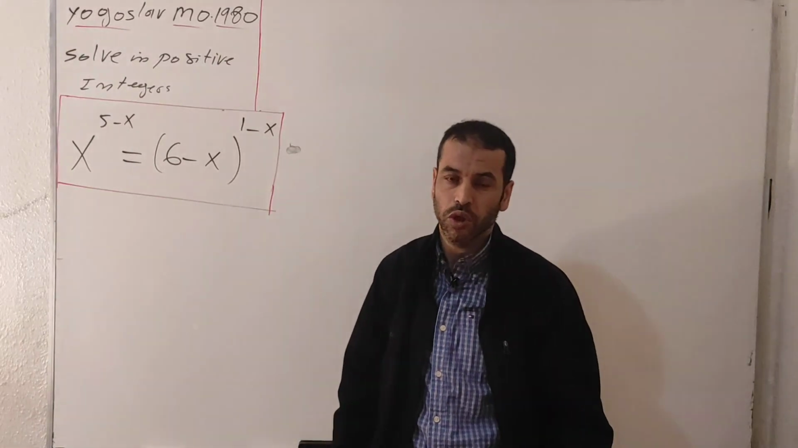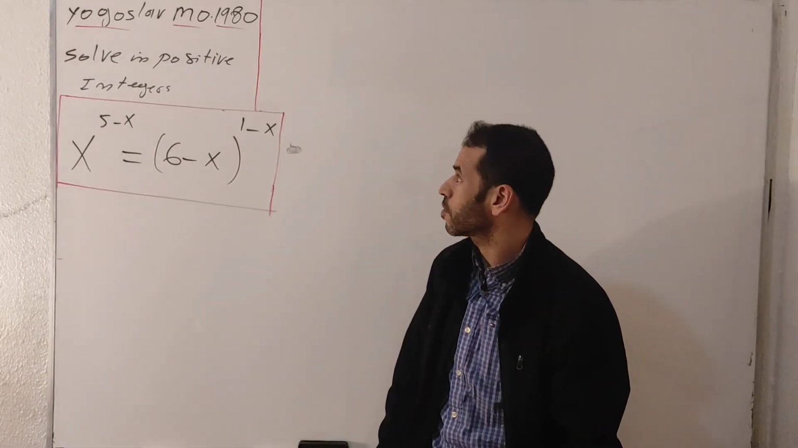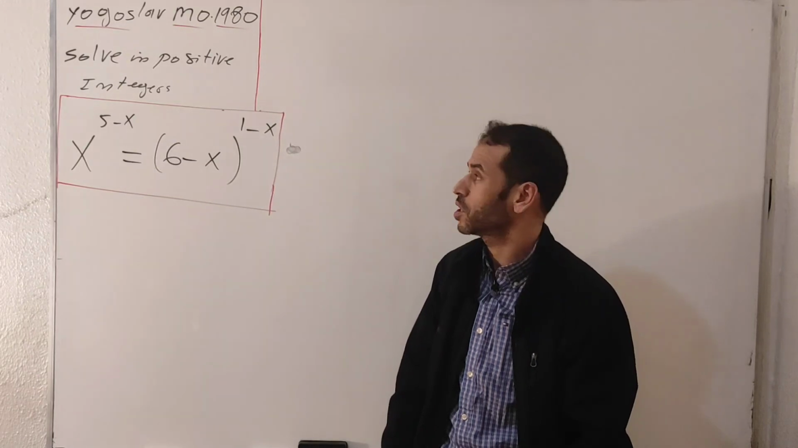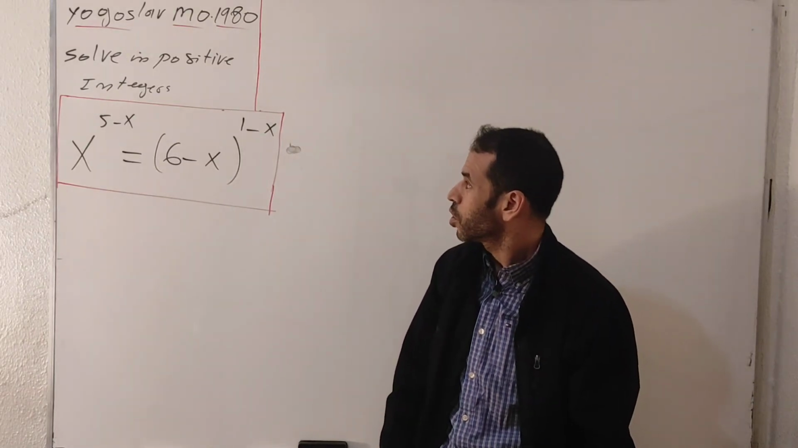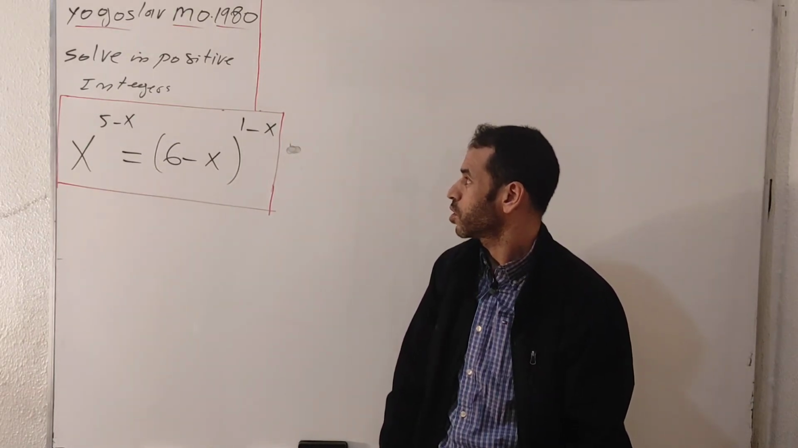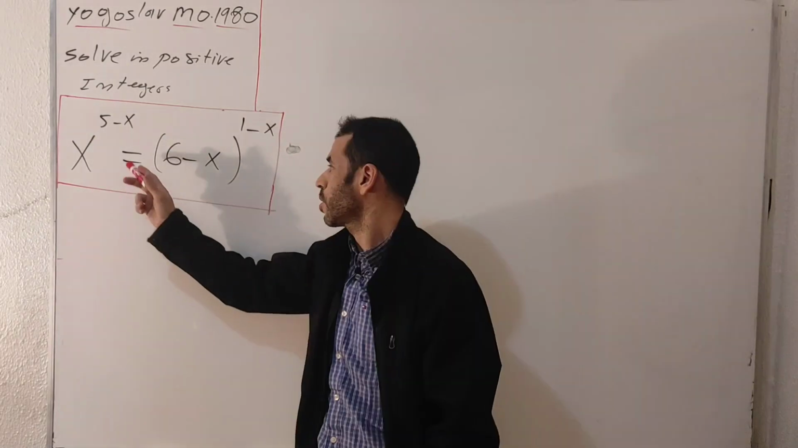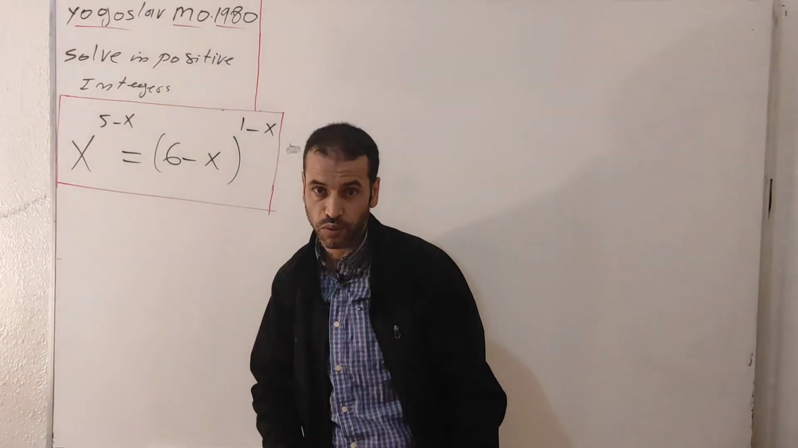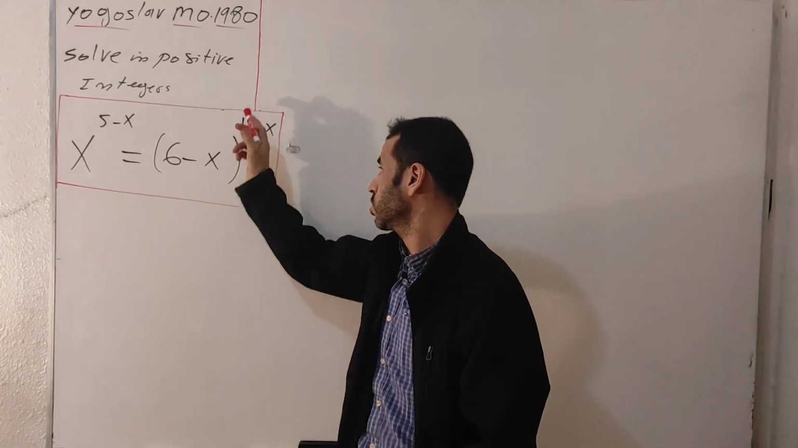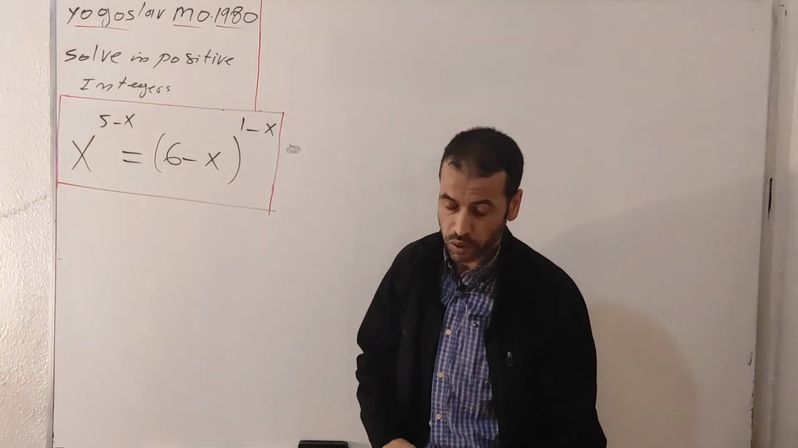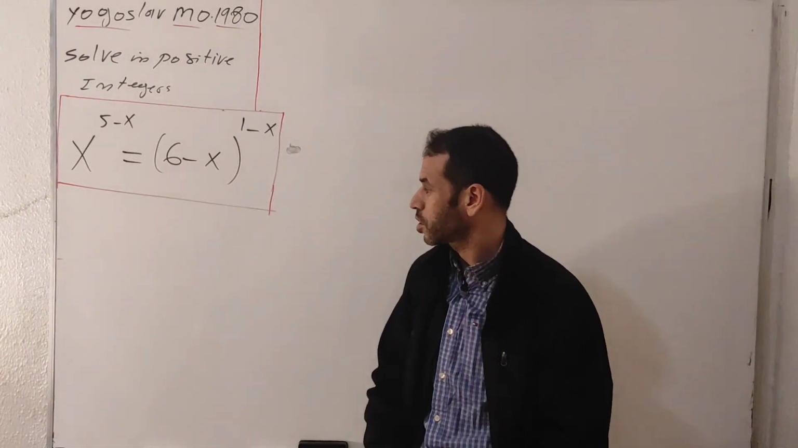In today's video, I would like to introduce a very nice problem of the Yugoslav Mathematics Olympiad, edition 1980. Our goal is to solve the following equation in positive integers: x to the power 5 minus x equals 6 minus x to the power 1 minus x. This is a very nice equation to work on.